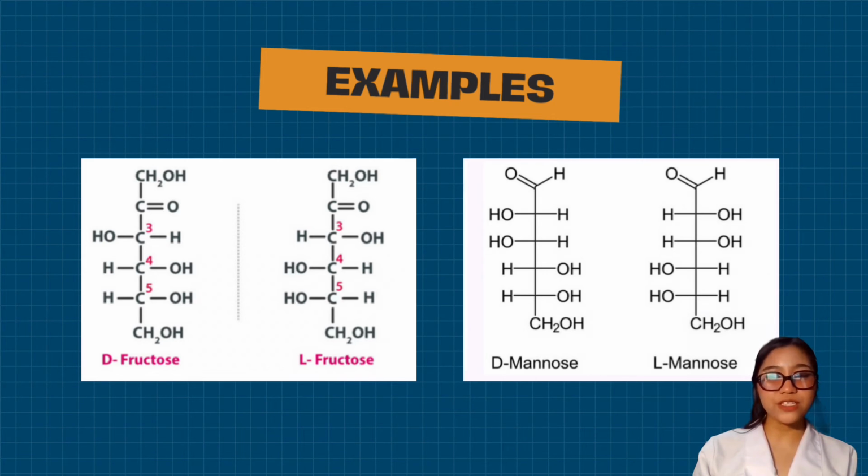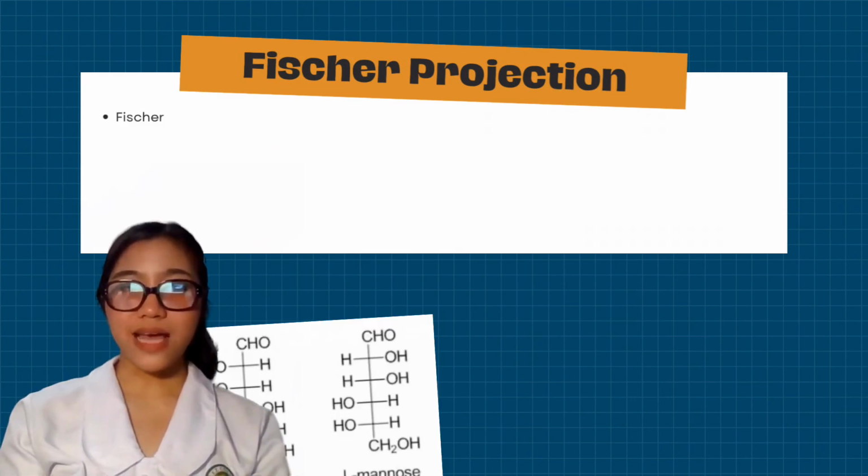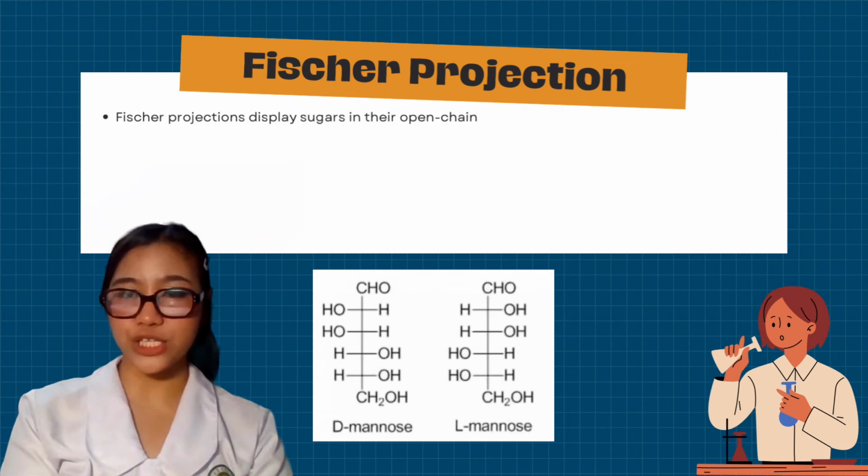We can observe the structural differences between D-fructose and L-fructose, and D-mannose and L-mannose. Notice the mirroring of OH groups on the chiral carbons between D and L forms. Now, let's look at Fischer projections.